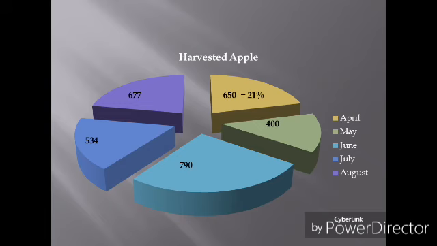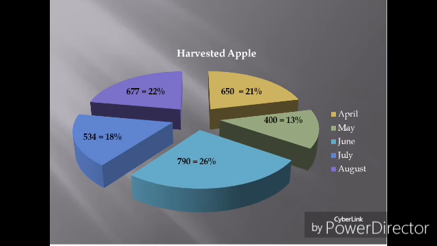On plotting, all we have to do is draw a circle and allocate an exact percentage to every case. We have 21% in the month of April, 13% in the month of May, 26% in the month of June, 18% in the month of July, and 22% in the month of August. Then we add all the percentages, which is equals to 100%.